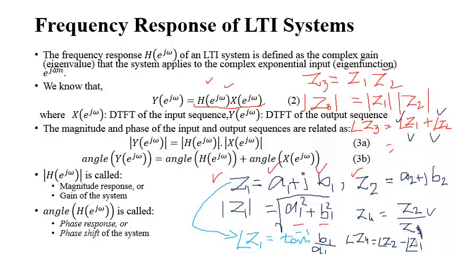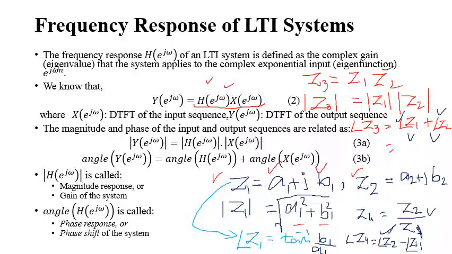So how to find the angle of z2? That's pretty straightforward. You just say tan inverse b2 over a2 will be the angle of z2, and similarly tan inverse b1 over a1 will be the angle of z1. Because they are divided, the overall angle will be equal to the difference of the two, that is the angle of the numerator minus the angle of the denominator.